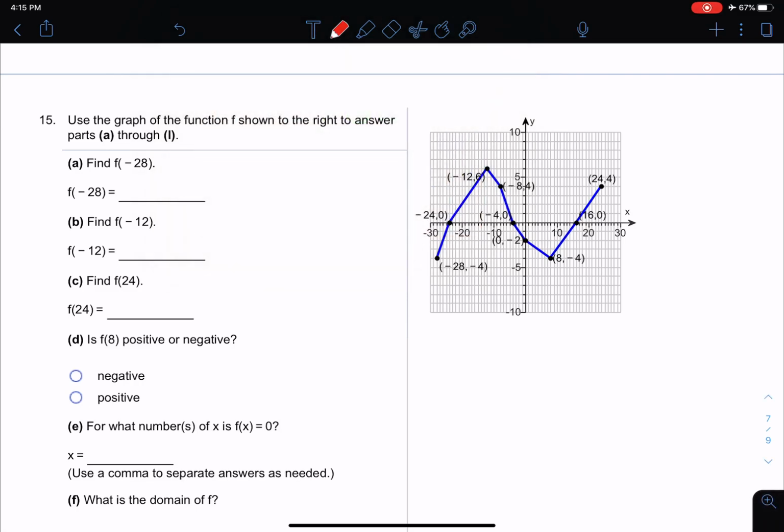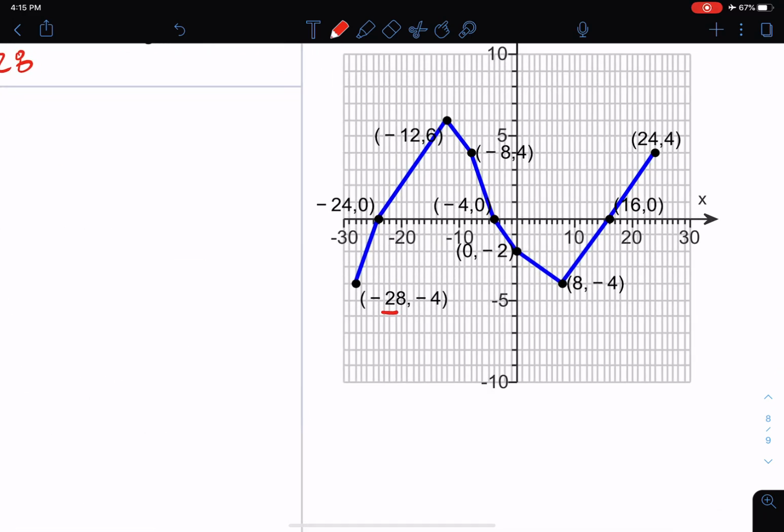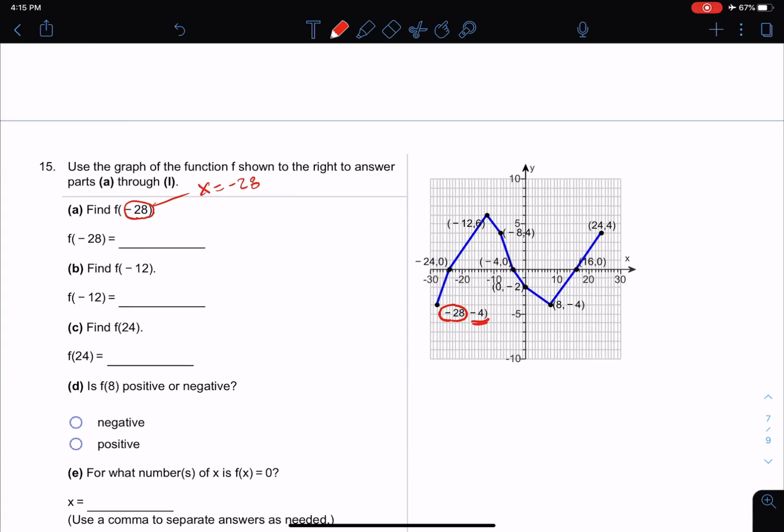Okay, so what is this saying mathematically? It is saying when x is -28 on my graph, what is its y ordered pair partner? Find x equals -28. I'm going to have to zoom in. And I see x value is -28. That's the only x value that's -28. And so it's partnered up with -4. So f of -28 equals -4.